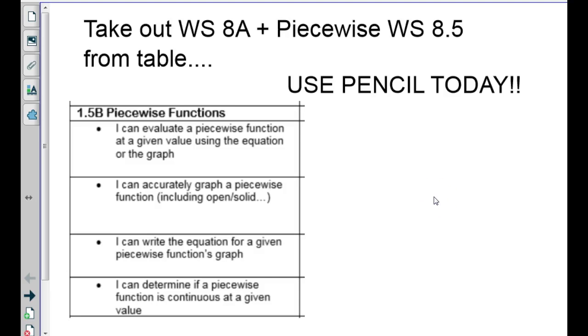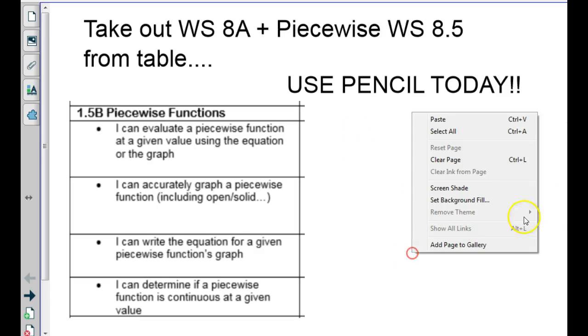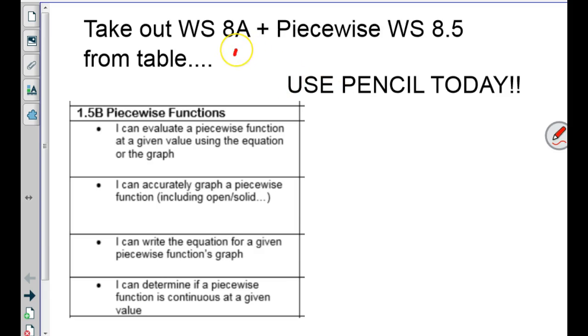I'm sick today, so my voice is going to sound funky on here, I think. But we do have one question today that actually is off worksheet 7, so you might need that one out too.